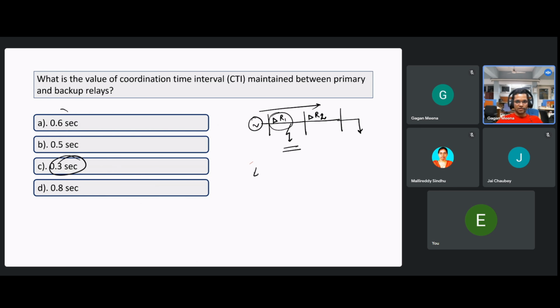If the time of operation of R1 is, let's say, 0.25 seconds, then the time of operation of R2 will be the time of operation of R1 plus this coordination time interval. And this we keep at around 0.3 seconds.